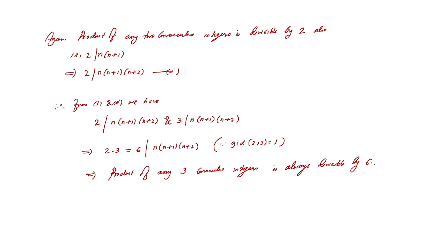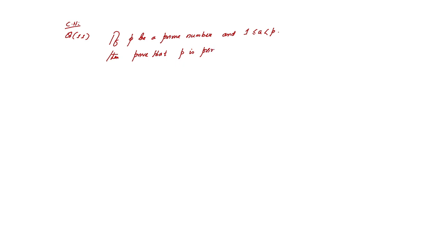Okay, now we come to the next important problem, problem number 11. This problem is important for Calcutta University examination. If P be a prime number and 1 ≤ A < P, then prove that P is prime to A.